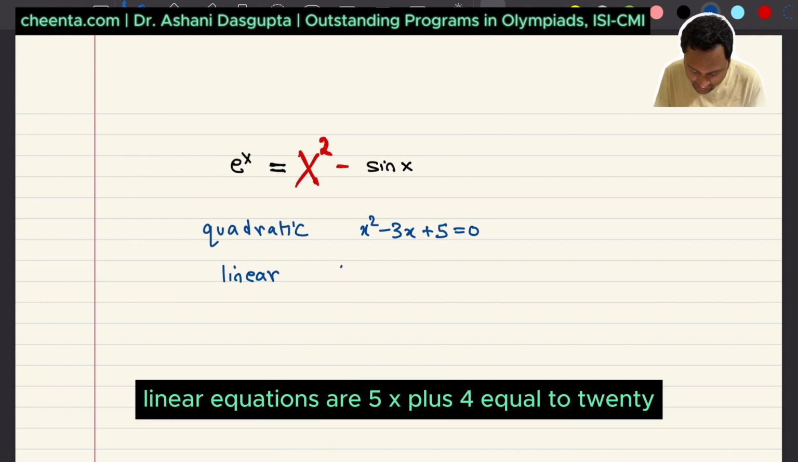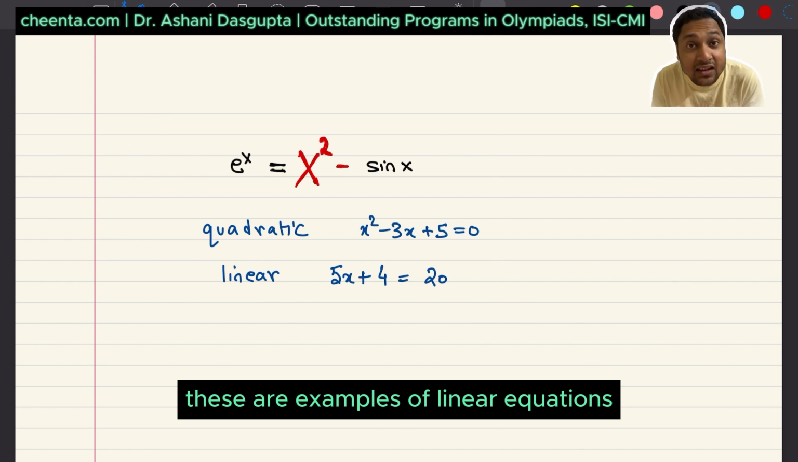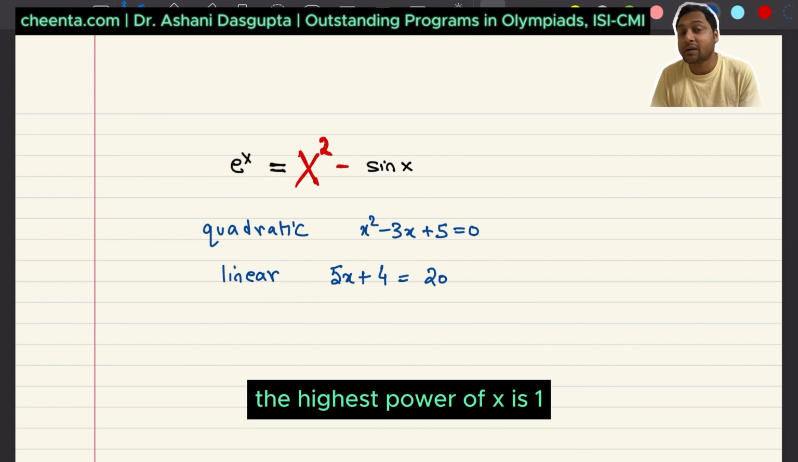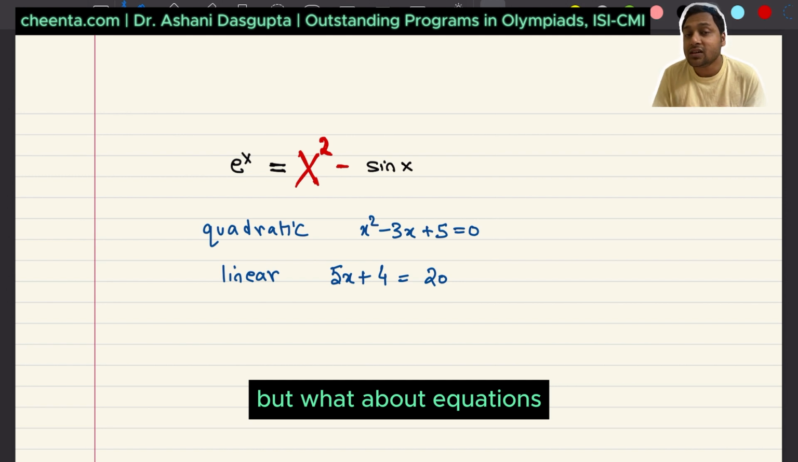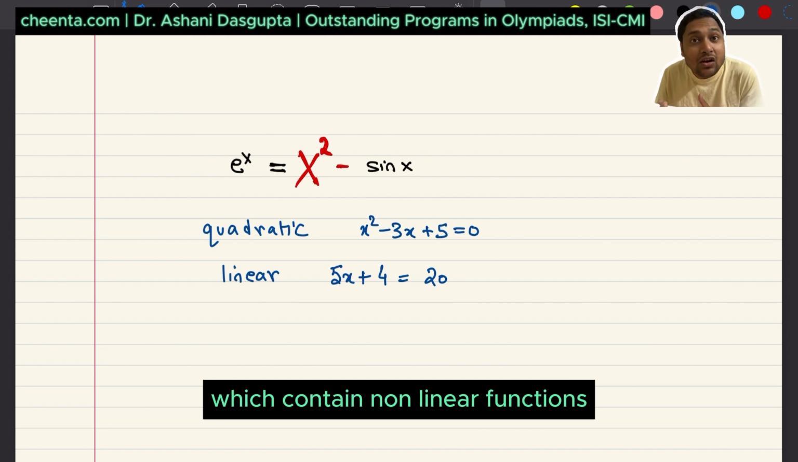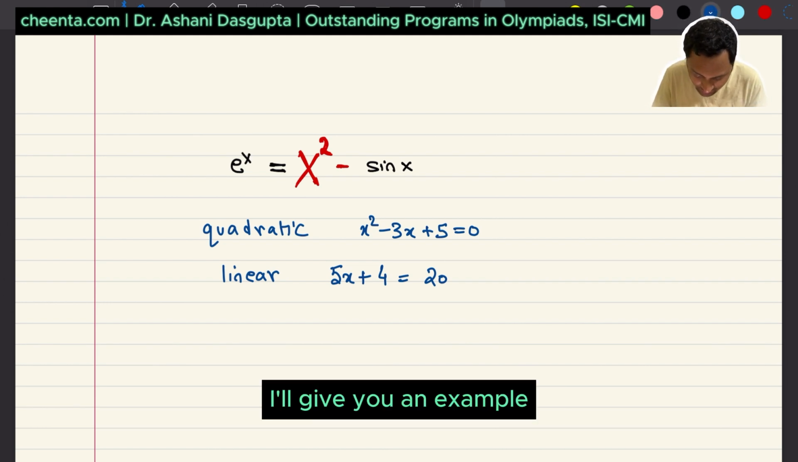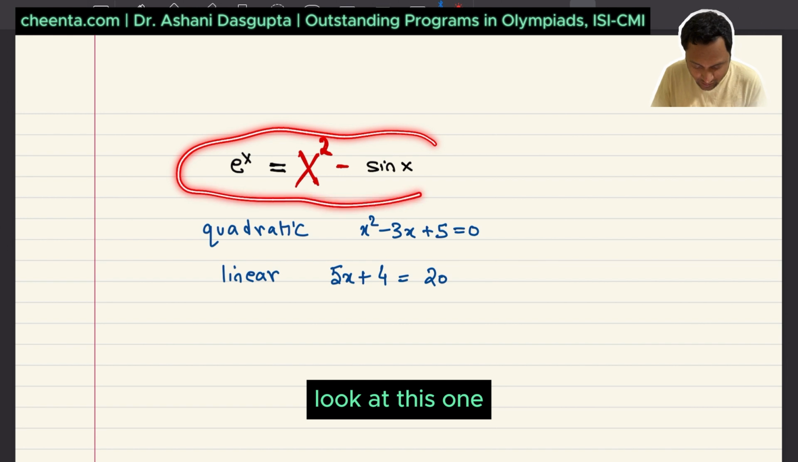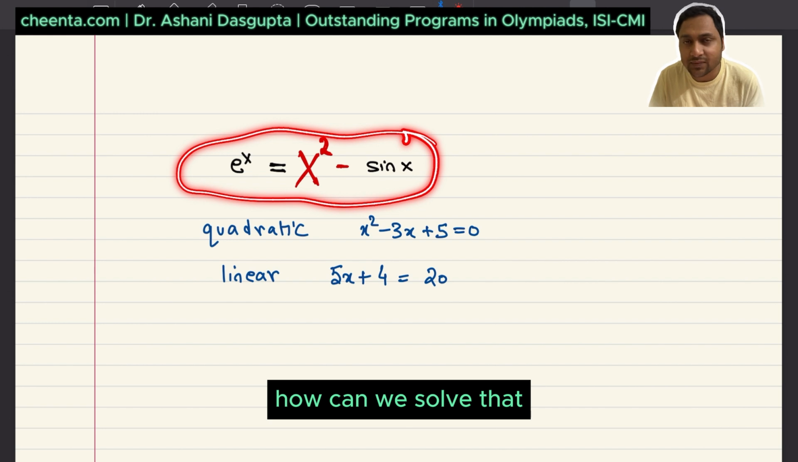Similarly, linear equations are 5x plus 4 equal to 20. These are examples of linear equations. The highest power of x is 1. But what about equations which contain nonlinear functions or non-polynomial functions? I'll give you an example. Look at this one. E to the power x equal to x squared minus sine x. How can we solve that?